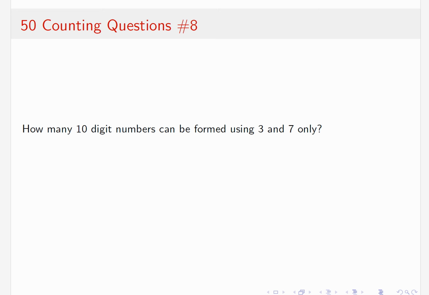How many digit numbers can be formed using 3 and 7 only? So what's going on here?